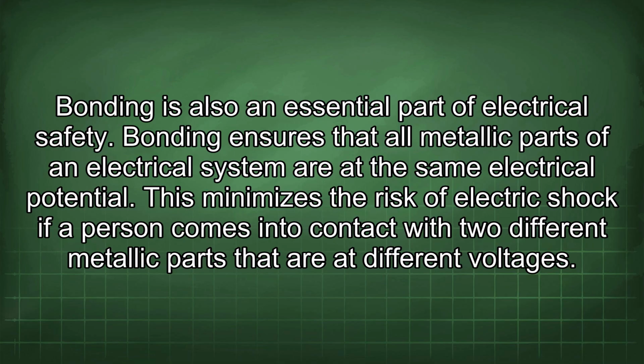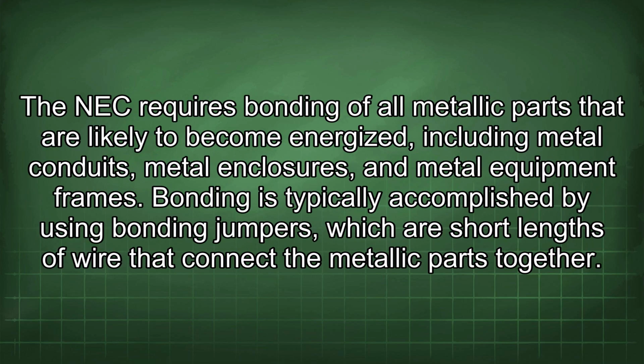Bonding is also an essential part of electrical safety. Bonding ensures that all metallic parts of an electrical system are at the same electrical potential. This minimizes the risk of electric shock if a person comes into contact with two different metallic parts that are at different voltages. The NEC requires bonding of all metallic parts that are likely to become energized, including metal conduits, metal enclosures, and metal equipment frames.